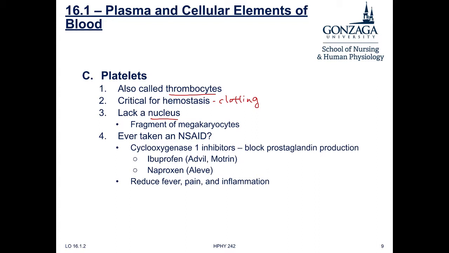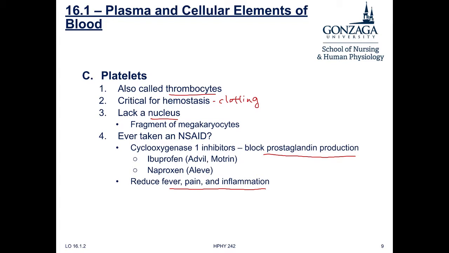However, most of us are familiar with impacts to our platelet count, or number of thrombocytes. So if you've ever taken an NSAID, a non-steroidal anti-inflammatory drug, okay, Advil, Motrin, Aleve, etc. These NSAIDs are all cyclooxygenase 1 inhibitors, or COX-1 inhibitors. And this is an enzyme, and its major function is to block prostaglandin production, which if you reduce prostaglandin, you can reduce fever, you can reduce the pain sensation, and reduce inflammation that's associated with injury, etc. So that's what the NSAIDs do.